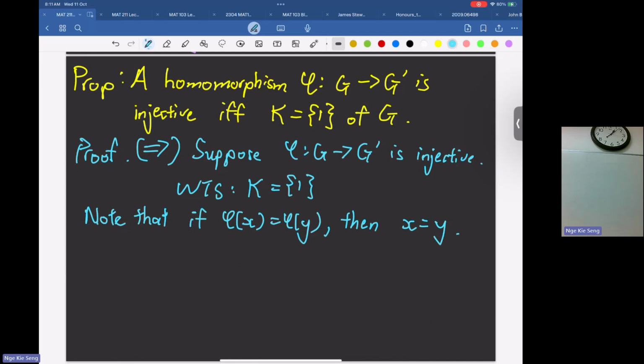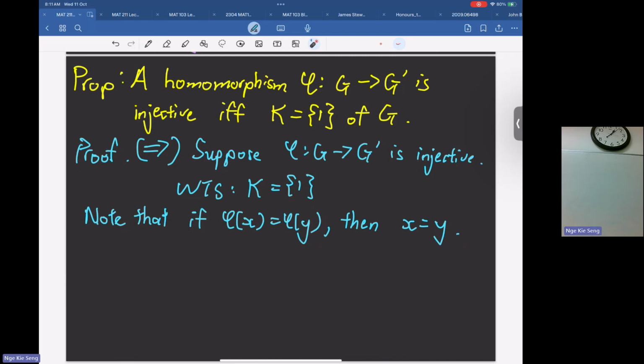If x and y are different, then phi x doesn't equal phi y. So different inputs are sent to different elements. That means if you have the same target, you should come from the same thing. Okay, it's a contrapositive.